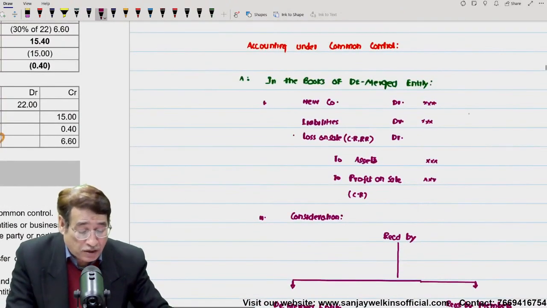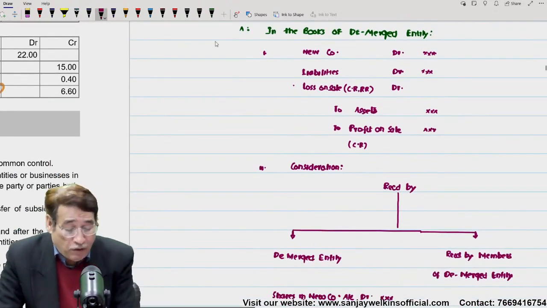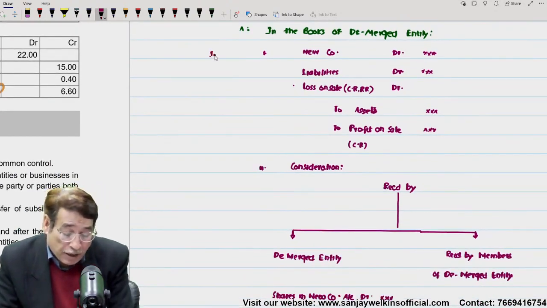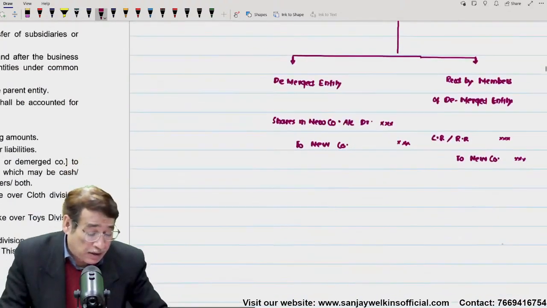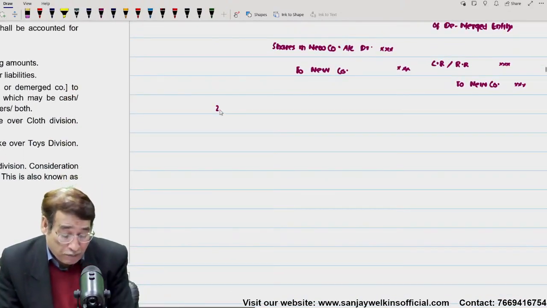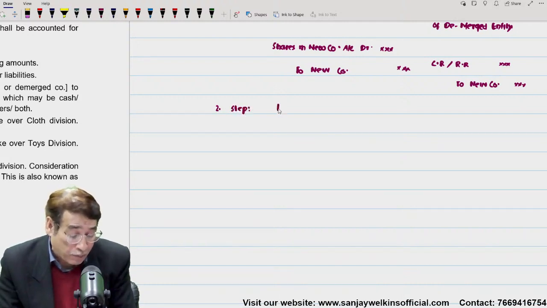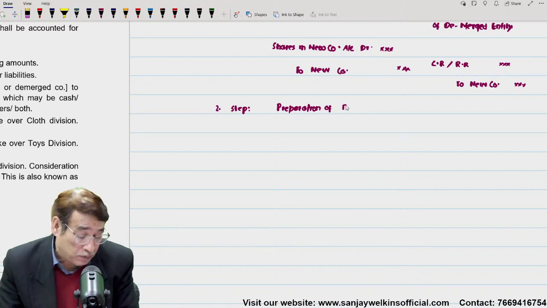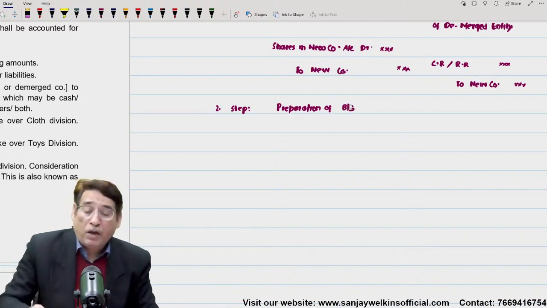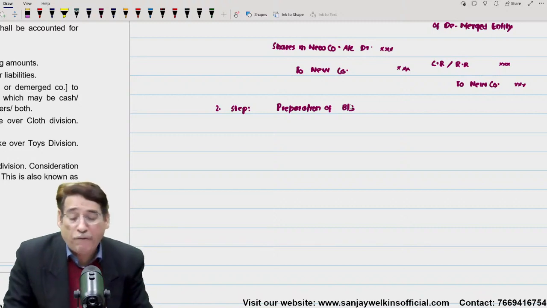Correct? In the books of the demerged entity, first of all they will ask you for these entries, and they may ask you to prepare a balance sheet. Under the second step, you may have to prepare a balance sheet as far as accounting in the books of the demerged entity is concerned. Preparation of the balance sheet is so easy. So that means after the sale of the division, we will have to prepare the balance sheet.